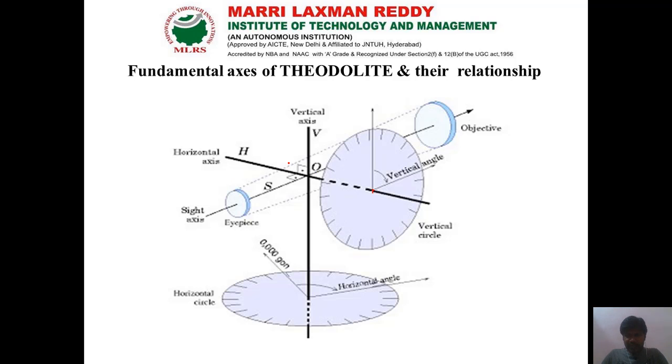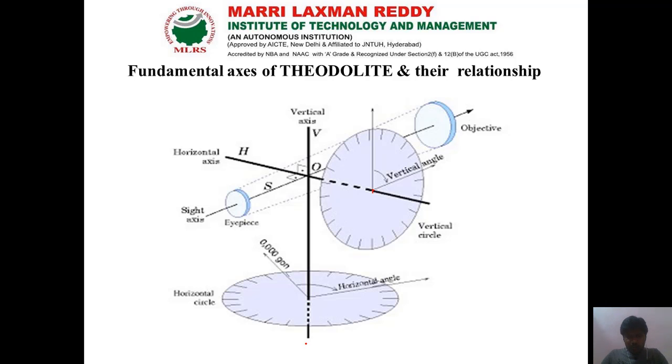With respect to this vertical circle, I can rotate my telescope in the vertical plane as well as in a horizontal plane. Here I can rotate my telescope in the vertical plane. Next one is the horizontal axis. So this is the horizontal axis. Next one is the vertical axis.